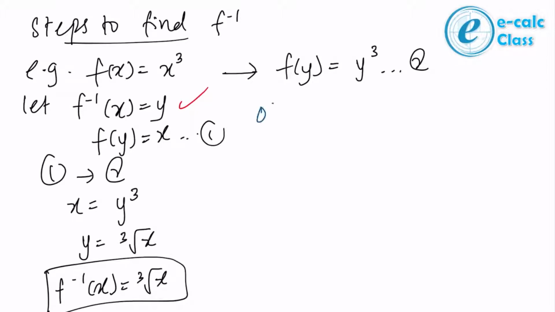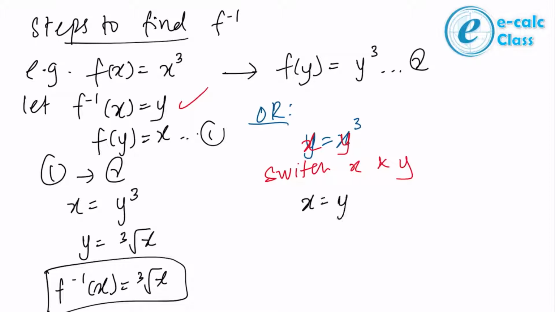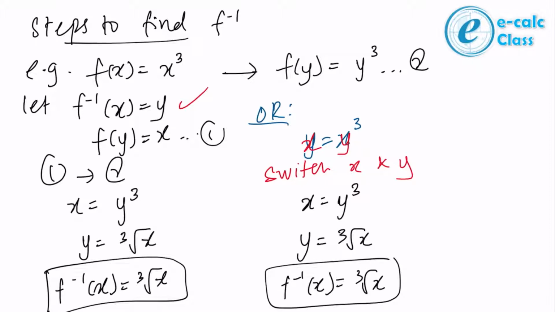Or if you know the shortcut, you can also do it like this. Initially it is y equals x cubed, right? You switch your x and y. It means instead of y here I put x, instead of x here I put y. So x equals y cubed is what we have now. I still want my y. So y equals the cube root of x. Hence f inverse of x equals the cube root of x. So these are the steps to find f inverse if you forget.